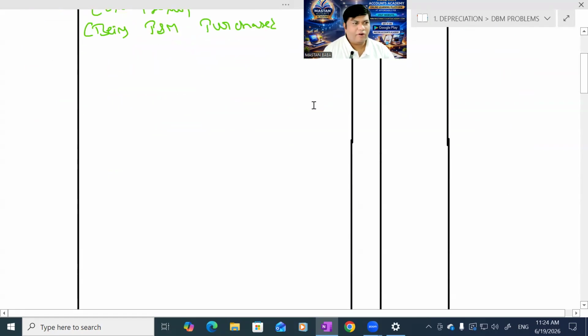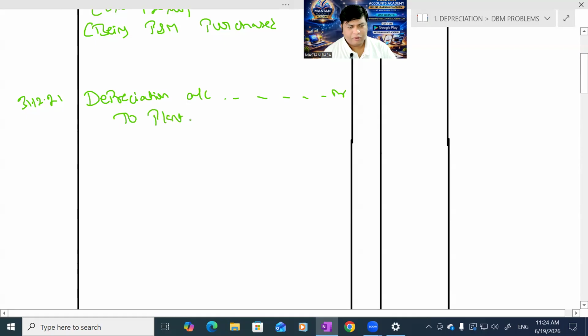Next entry, on 31/12/2021, every year we write two entries. On 31st December 2021, this is the date column. What is the entry for depreciation charged on the asset? Depreciation account debit to plant and machinery account. That is the first year depreciation, as we know that it is 10,000. So 10,000, narration being depreciation charged.